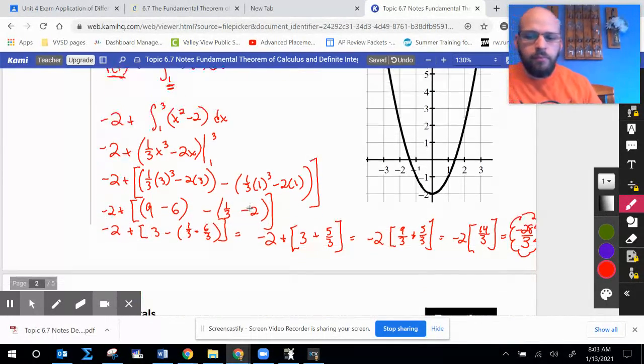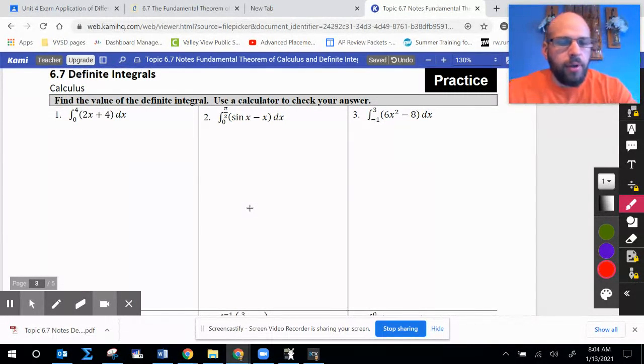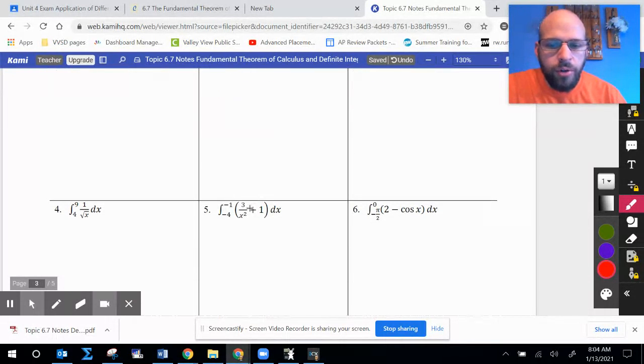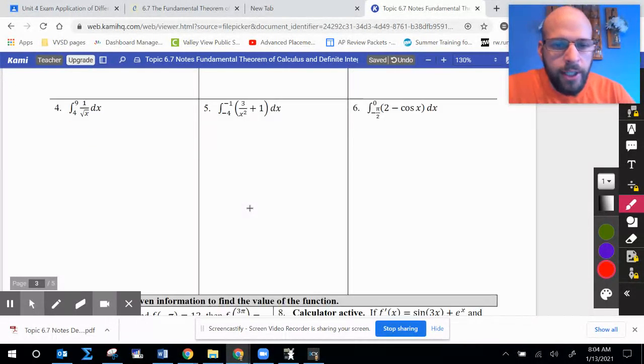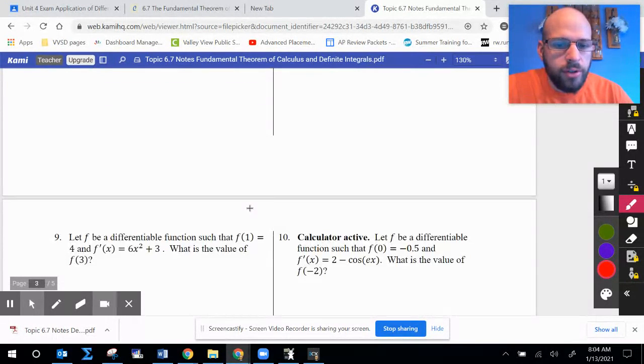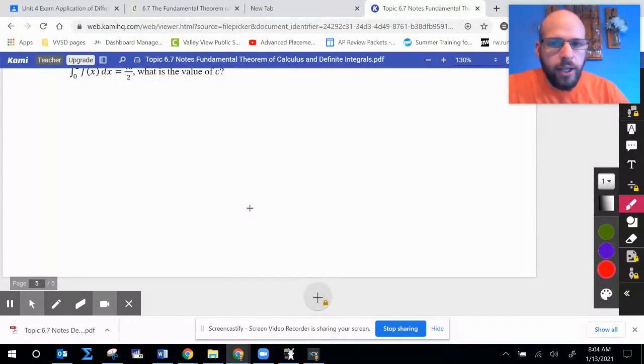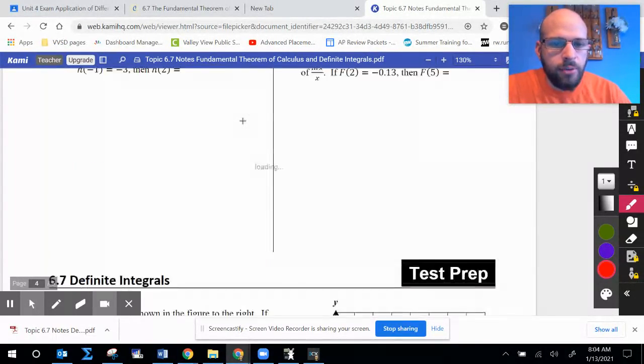Okay? Okay, now there's some practice here. I'm going to post the answers to this practice online so you can see it. All right, but you can go through, you can practice taking your antiderivatives and then evaluating for upper and lower. And then, of course, there's some test type questions that are multiple choice, and you can take a look at those and see what you need to do.